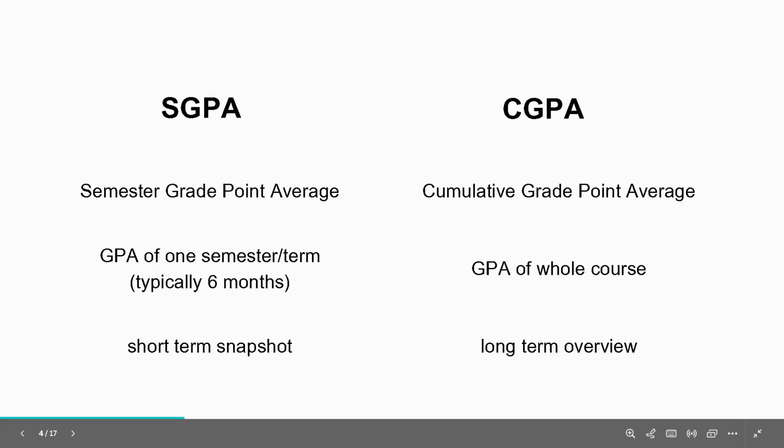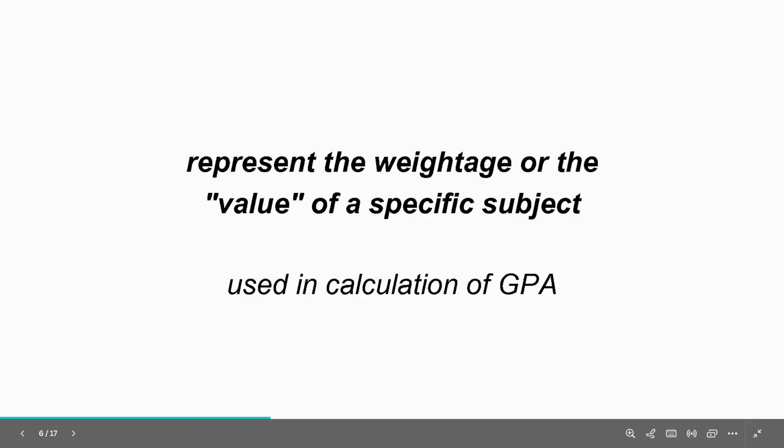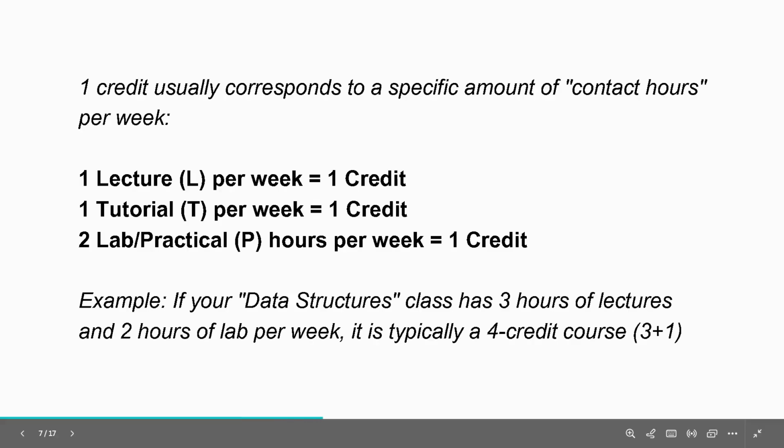Now there's another term called credits. What are credits? They basically represent the weightage or value of a specific subject, and they're used in the calculation of GPA, and that's why they become really important. One credit usually corresponds to a specific amount of contact hours per week, meaning if you have one lecture per week, that means one credit.